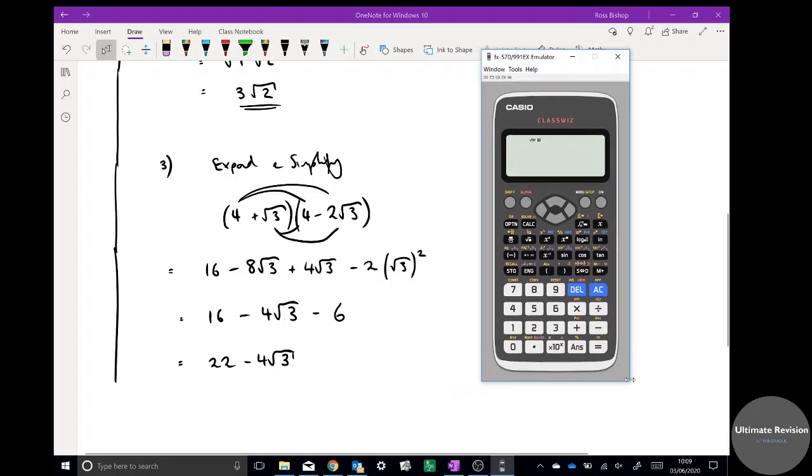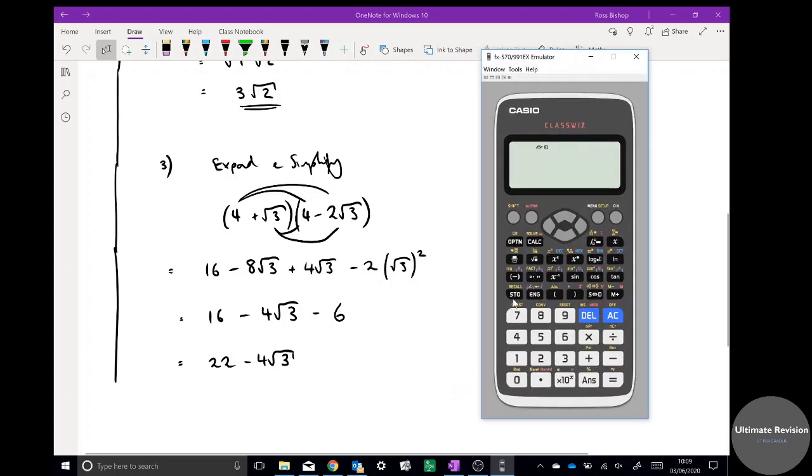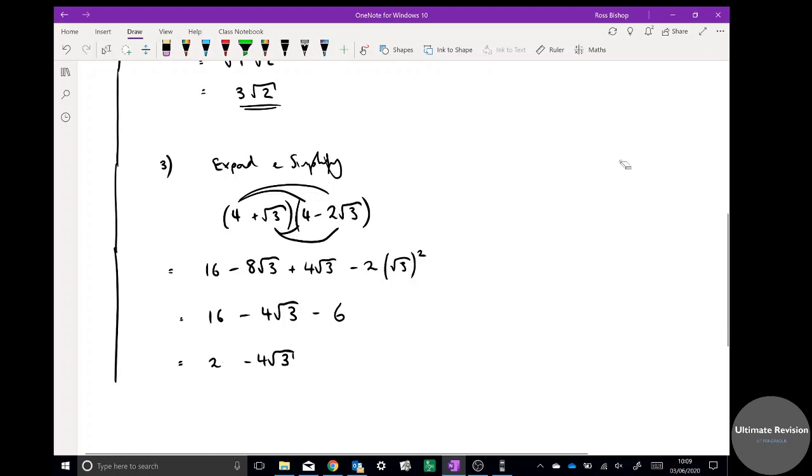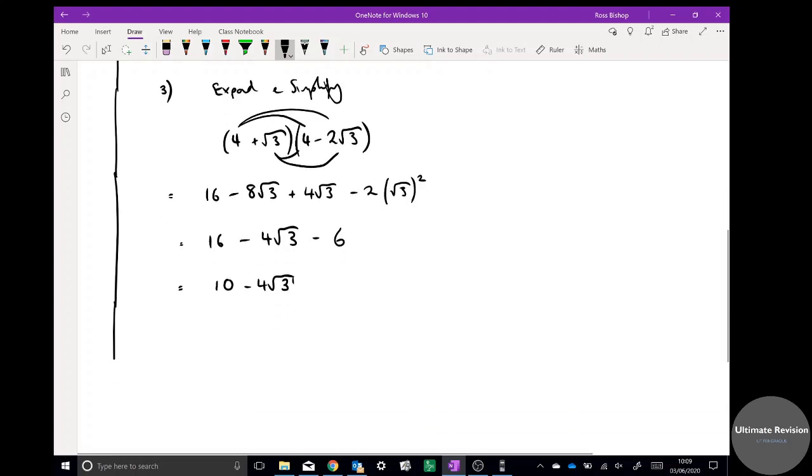Okay, so you can type it in. Again, this is the calculator I'd recommend, the ClassWiz. Oh, I've made a mistake somewhere there. Yep, I made a mistake. So it's always good to check your answer. There's a mistake here, isn't there? That should be 10, not 22, because it's 16 minus 6. Okay, this will appear in the non-calculator paper most certainly. So just be aware, try and avoid the silly mistake I've just done.